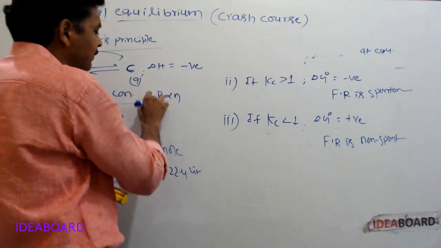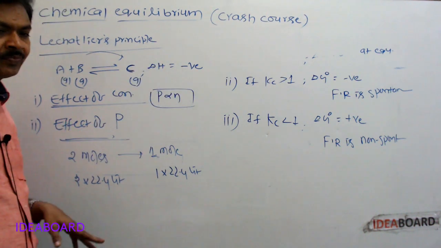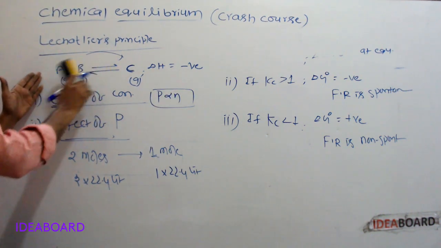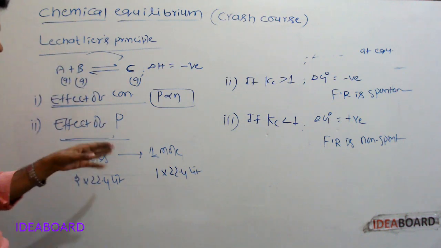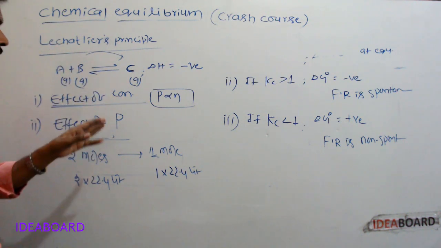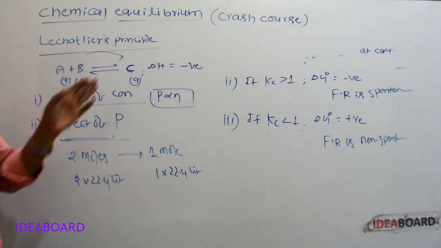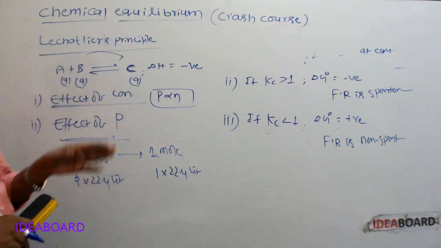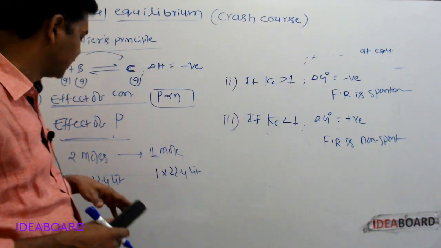Because we know this formula, P is directly proportional to n. If number of moles of the gas increases, then pressure will increase. So in this reaction, if pressure increases, then equilibrium shifts in the direction in which there is a decreasing of pressure. That is, there is a decreasing of number of moles, so forward reaction takes place. So in this reaction, to get a large amount of this product, should we maintain high pressure or low pressure? We should maintain high pressure. To get a large amount of C, we should maintain high pressure.